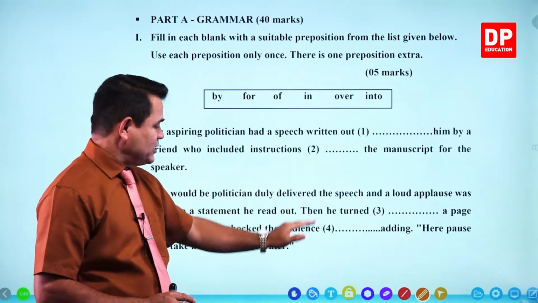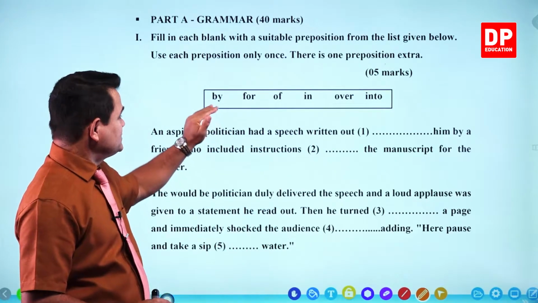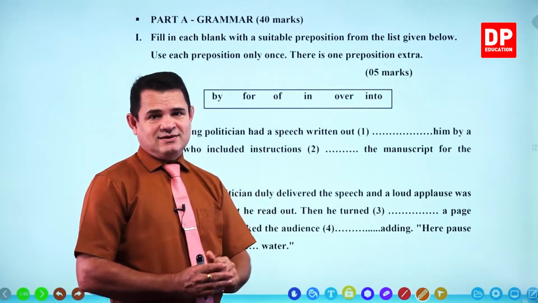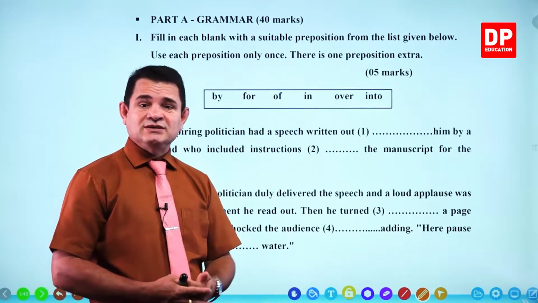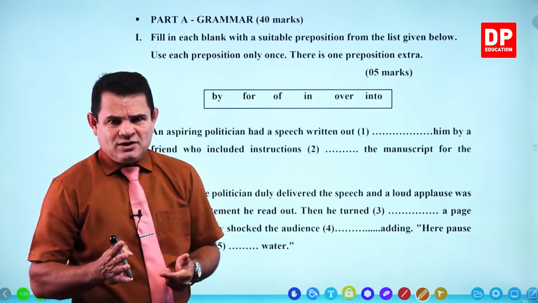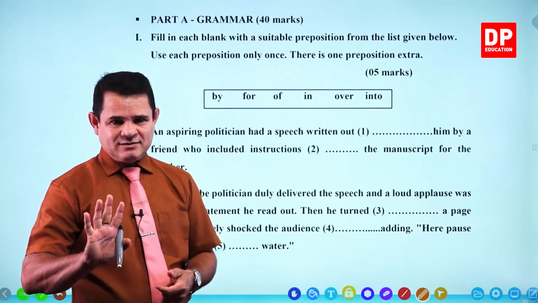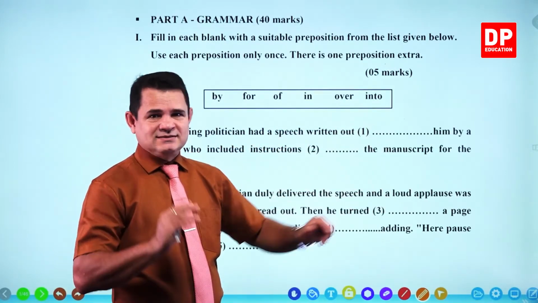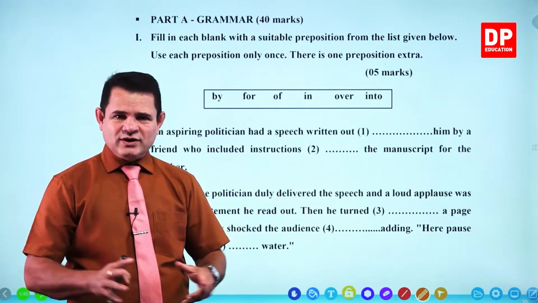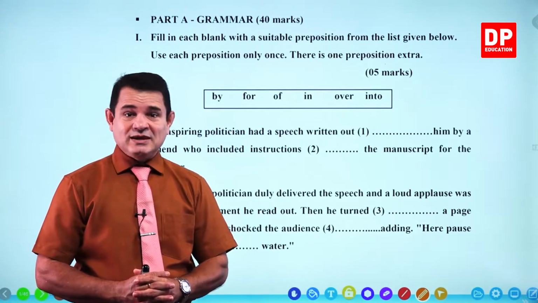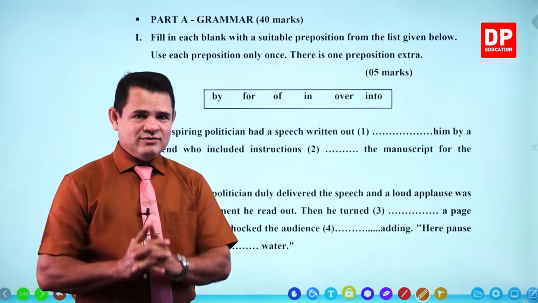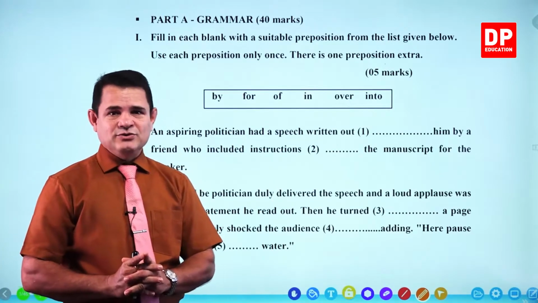Now here there are five blanks. Words: 1, 2, 3, 4, 5, 6. Six prepositions are given. But there are only five blanks. That is a challenge. But don't worry about it. You can face challenges. You have confidence. I'll tell you how to do it.